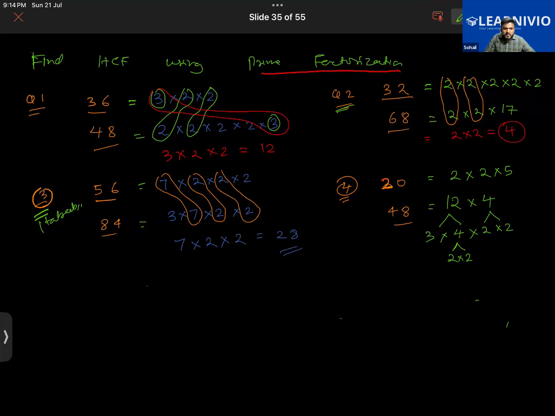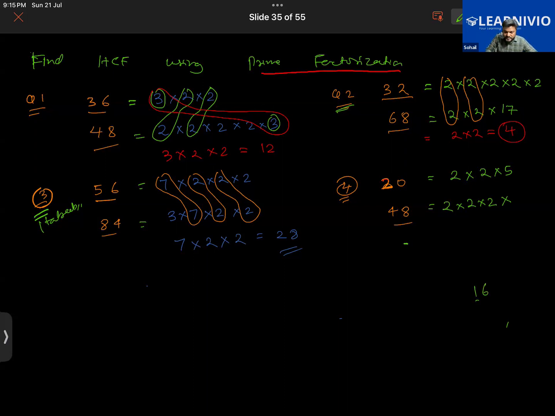Talking about question number 4. Here we have broken it into its prime form, prime factorization. So we had to write it in this manner, no? 2 times... Sir, my HCF is coming 60. Okay, I will be checking that in a minute.